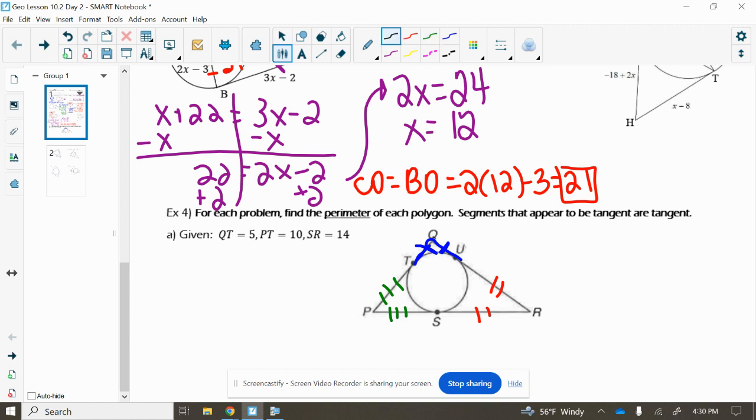And they're telling us that QT is 5, which means QU is 5. PT is 10, which means PS is 10.